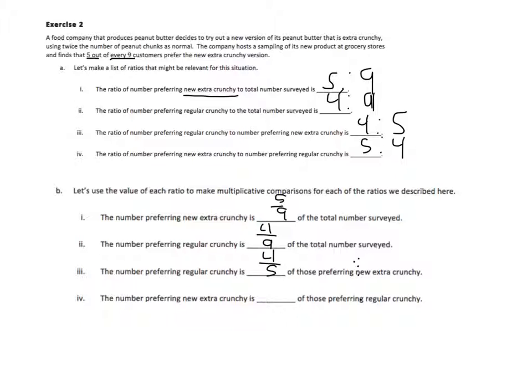And for our last one, we're going to again look at those preferring new extra crunchy is to those preferring regular crunchy. So again, we're just going to take our ratio and turn it into a fraction, so it's going to become 5/4.